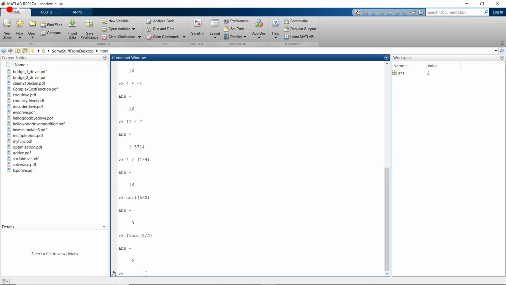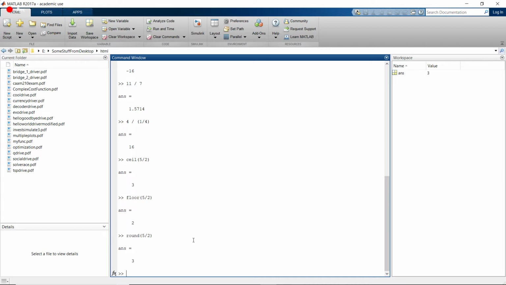And then the final one that we have is round, and this one just does what we learned in school. It takes whatever output we get and rounds it to the nearest integer. So this one will do 5 divided by 2, 2.5, again up to 3. So those are the 4 basic arithmetic operations you're going to have to do.